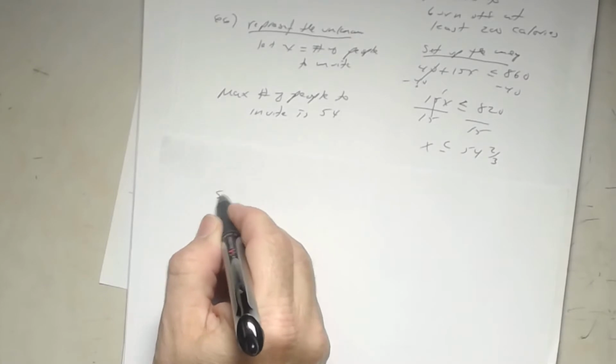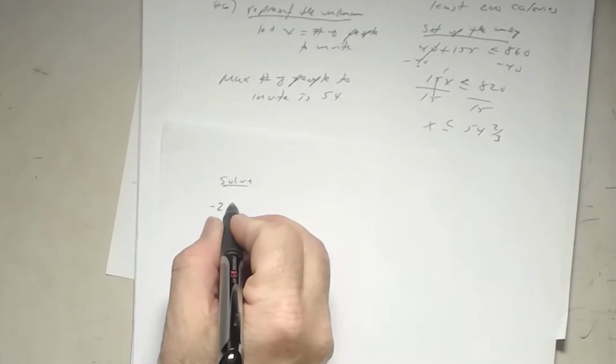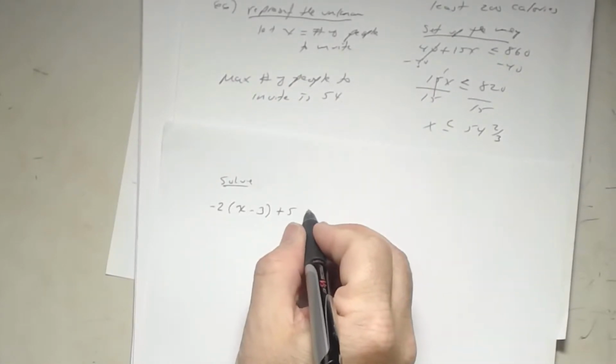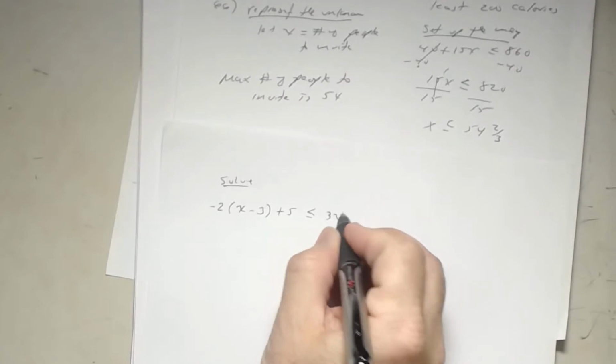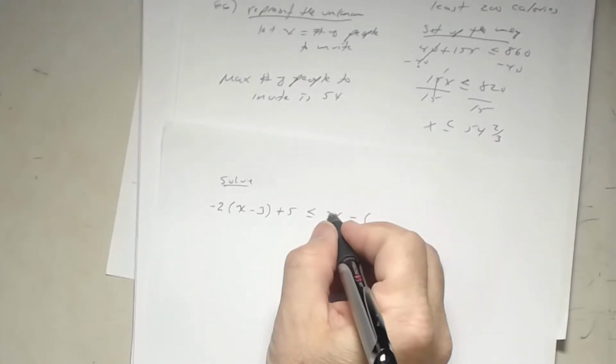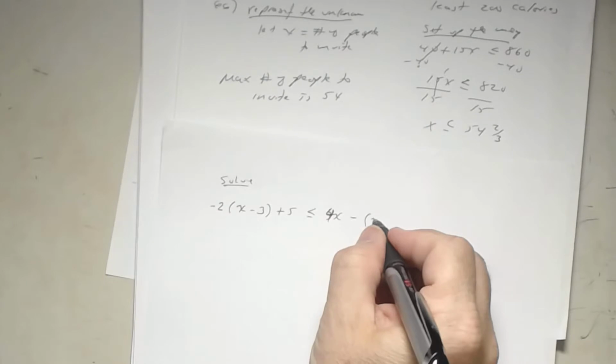Okay, so that takes care of the word problems from this section. I'm going to assign this section probably tomorrow morning. But before we do that, let's go back and review something like this. Let's say you want to solve -2 times (x - 3) plus 5 is less than or equal to 3x minus (4x - x + 2).